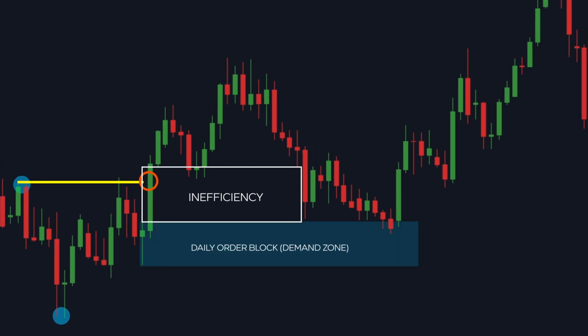And this works across all time frames. The markets are sensitive and they're fractal. So, whether it be the 1 minute time frame, the 15 minute, the 1 hour, or the daily, or even the monthly, you will see these inefficient areas of price getting rebalanced before moves are either reversing or continuing.